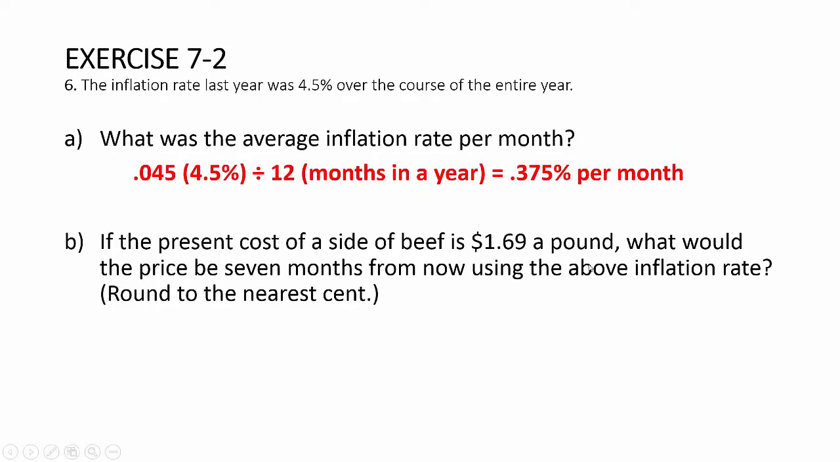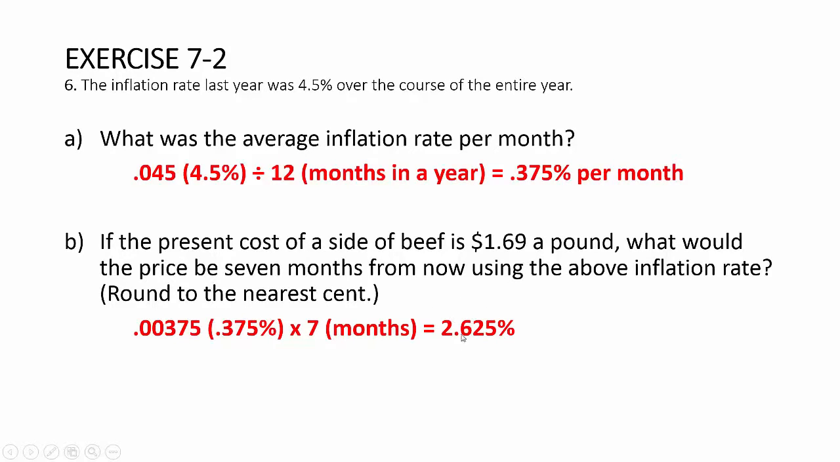Now we move on to look at the cost of a side of beef. Today it is $1.69. We want to figure out what the price will be 7 months from now using the inflation rate we just calculated. So basically we have to add 7 months of inflation to this price. First, we take the monthly inflation rate of 0.375% and multiply it by 7 months. There's what 7 months of inflation is.